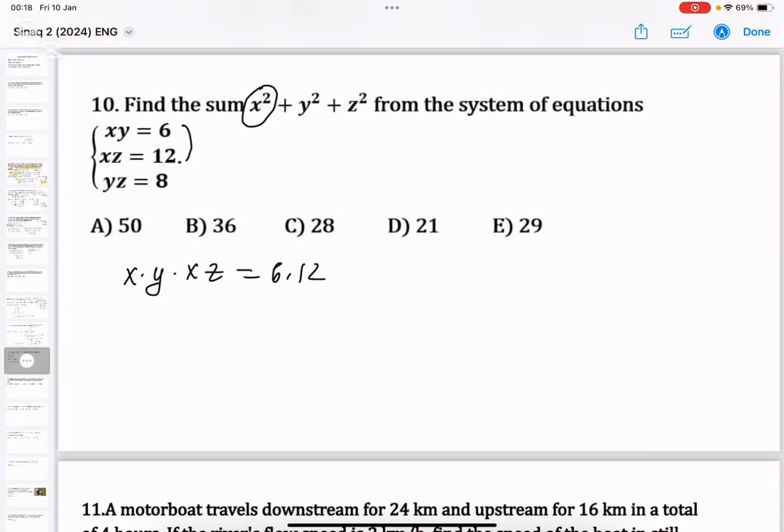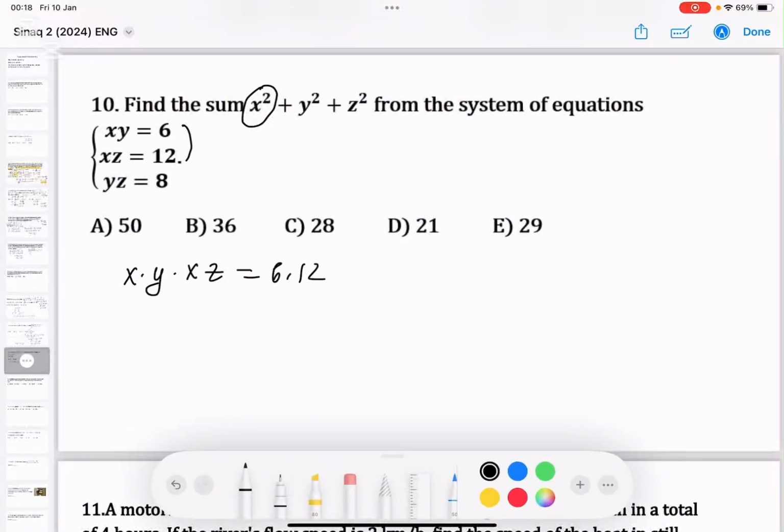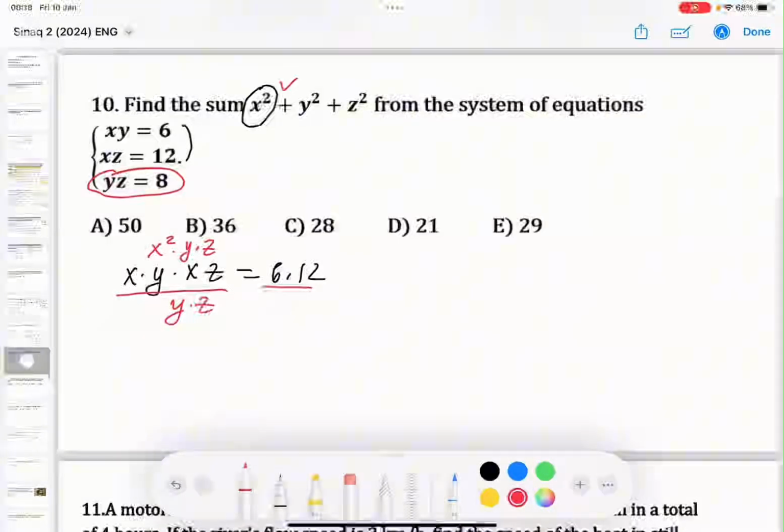On the left-hand side, I'm going to have x squared, right? X times x would be x squared. I have it already. This is my goal. But I'm going to have something redundant that I don't want: y times z as well. So to get rid of it, it would be very nice to divide by y times z. And luckily, we already have y times z given. So basically, I'm multiplying the first two equations and dividing by the third one.